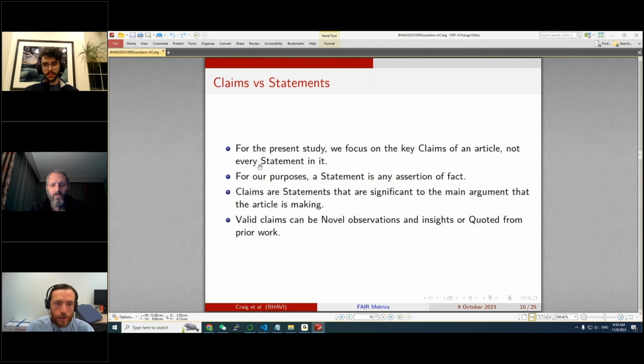Now, another point I need to make here is that we're not looking at every single sentence or every single independent clause of each article. We need to identify the key claims, that is, the genuinely novel statements and the quoted statements that are essential to making the case that the author is making about those novel observations.